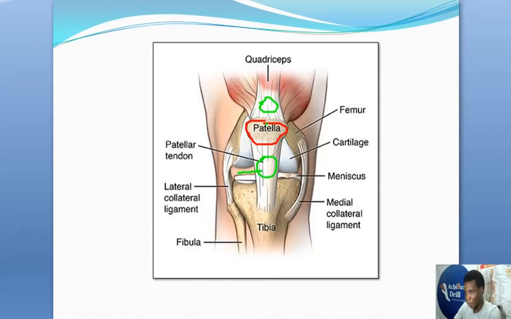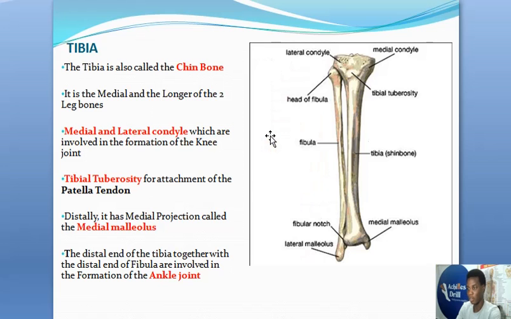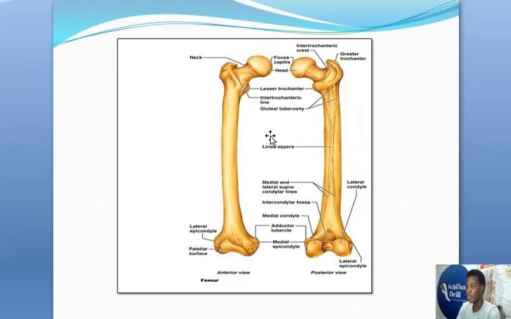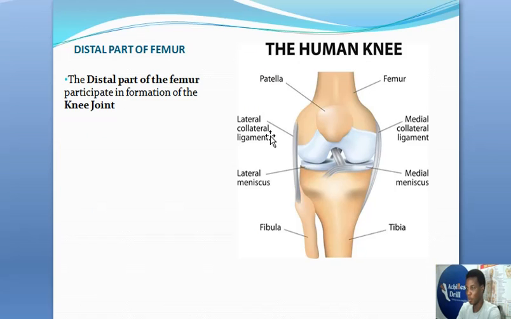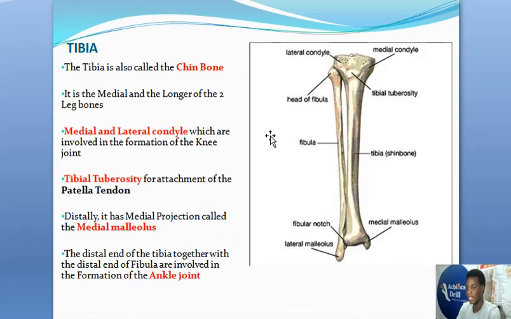So the patellar bone itself is embedded within tendons, and that's what makes it a sesamoid bone. There are other sesamoid bones in the body, but the patella is the largest of them all. So now we'll talk about the leg bones, the bones of the leg, that is the tibia and the fibula.